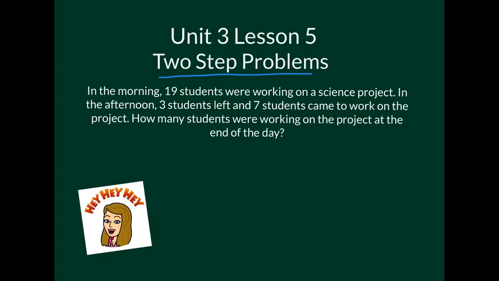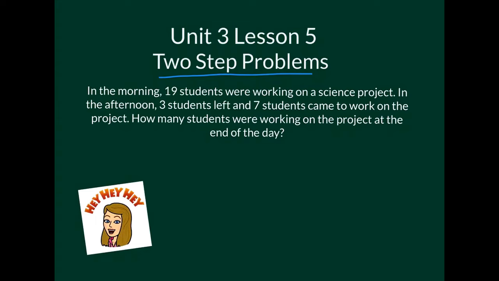This says, in the morning, 19 students were working on a science project. In the afternoon, 3 students left and 7 students came to work on the project. How many students were working on the project at the end of the day? So this problem has 2 steps to it. I'm going to write out an equation so that you can see where those steps are all separated.